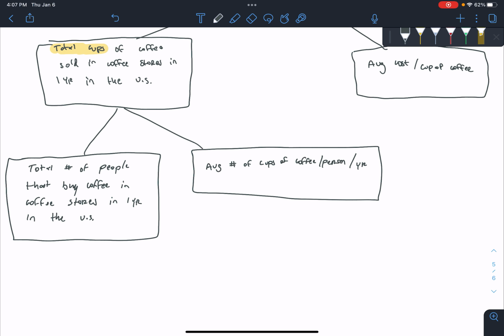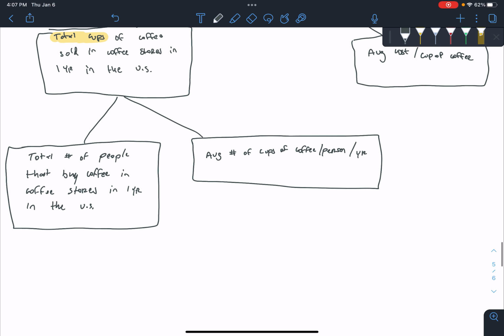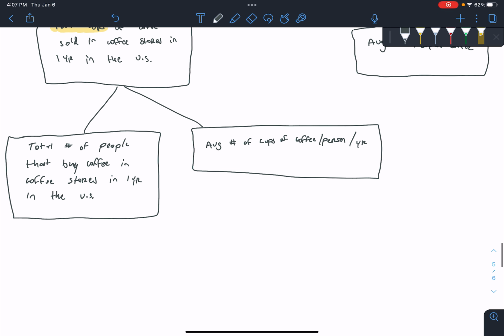And so now let's look at these pieces. We have the total number of people that buy coffee in coffee stores in the U.S. And I want to know this total number of people that are really buying coffee. This is actually pretty interesting, right? Because if you think about it, there's really only two ways: either you're buying coffee in stores or you're making it yourself. And we really only want to know about the first. We don't really care about the second.